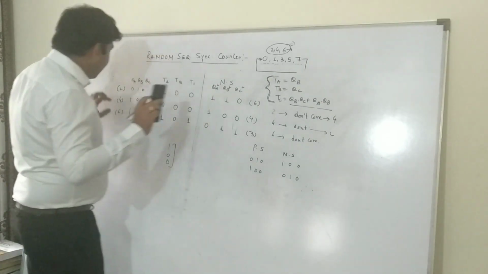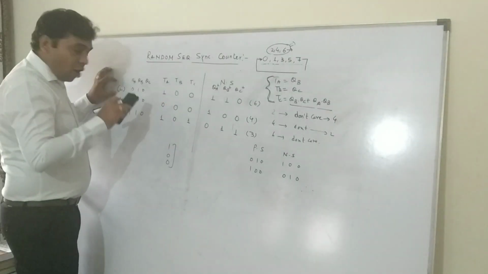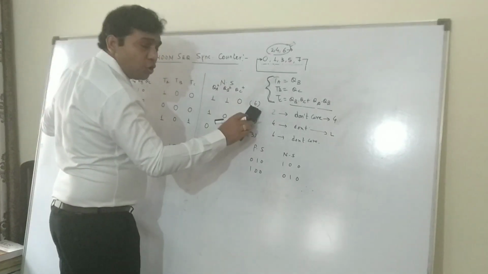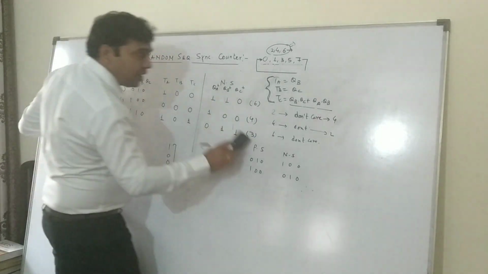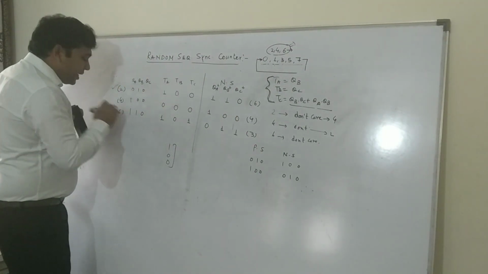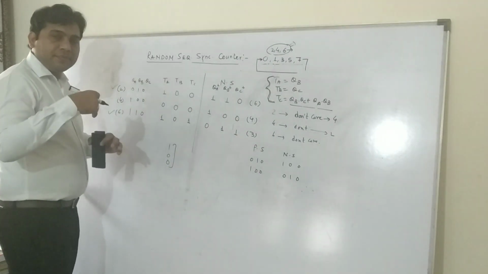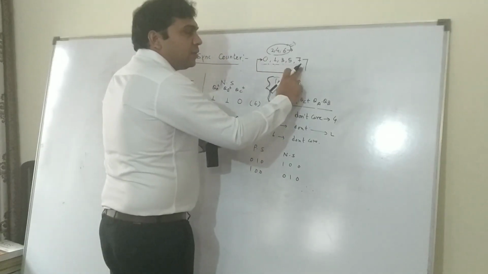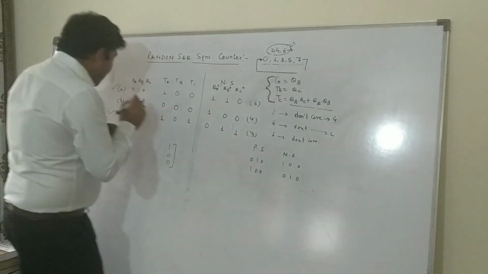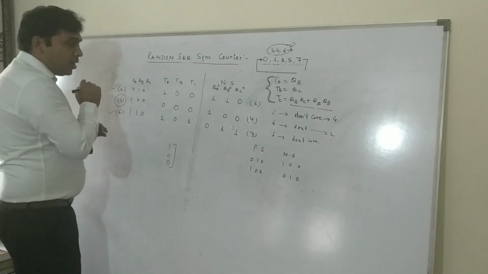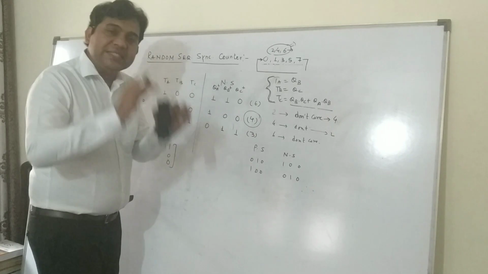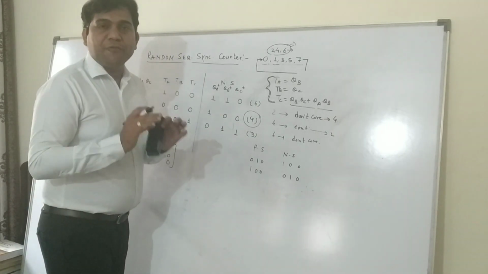However, if it goes to state number 2, then it will go to 6, then 6 to 3, and then continue. So if it goes to 2 or to 6, it will come again to the sequence that we want. But by chance if it goes to 4, it will be locked in this state only. It will always jump to state number 4.